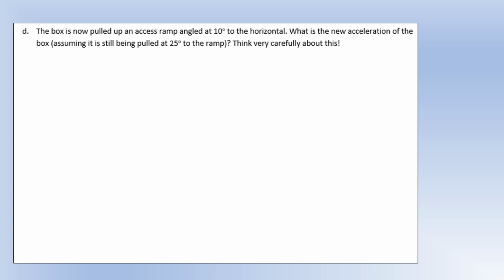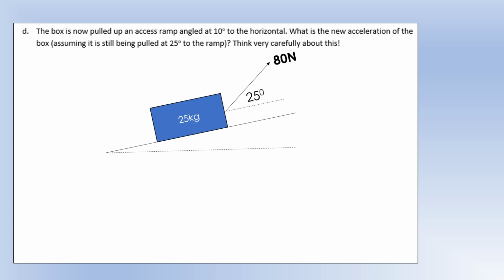So the box is now pulled up an access ramp angled at 10 degrees to the horizontal. What is the new acceleration of the box, assuming it's being pulled at 25 degrees to the ramp? Think very carefully about this. Okay, I will. So here's the scenario now. So we've got a 10-degree incline.